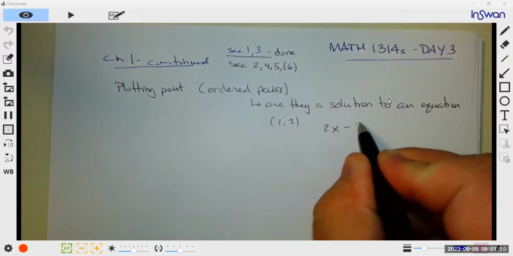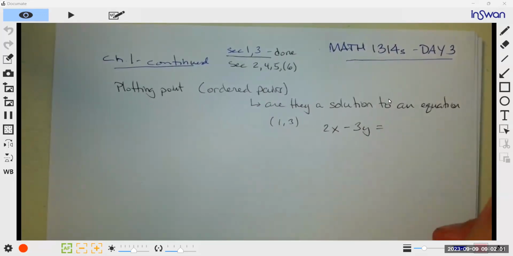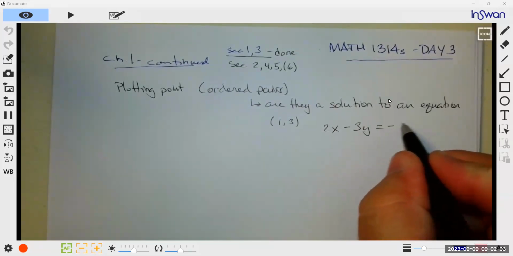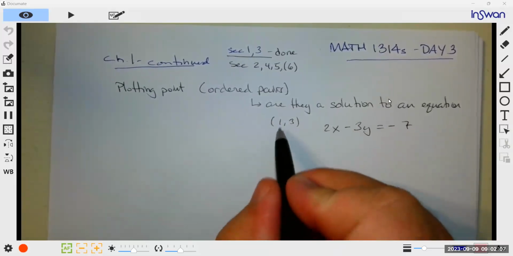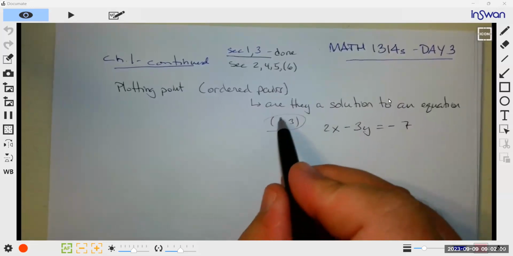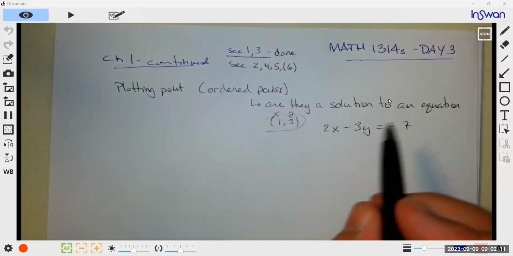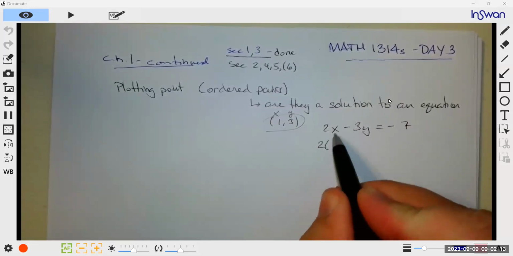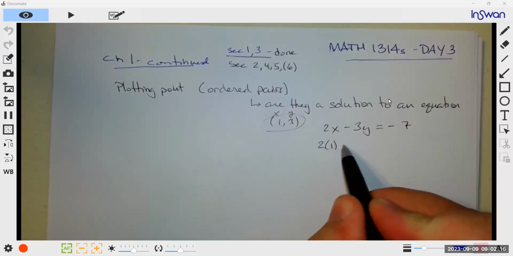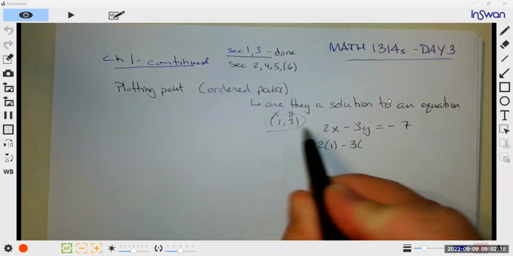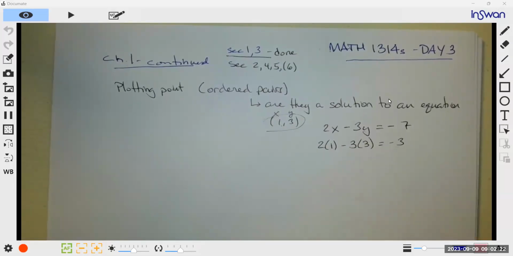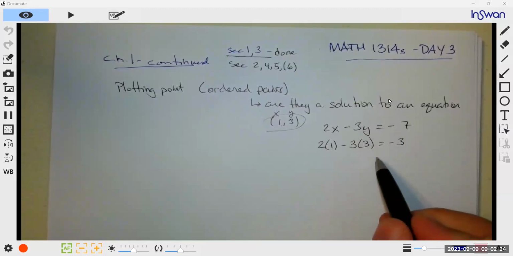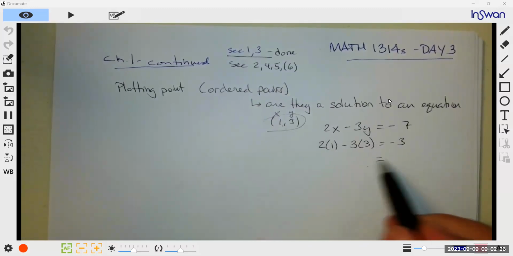2x minus 3y is -7? So the way to see if this is a solution, remember the first one's x, the second one's y. So in place of x, I put 1. In place of y, I put 3. And I'll work it out. If this is a solution, that means both sides are going to be equal.